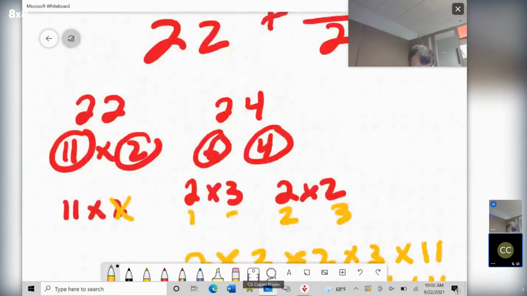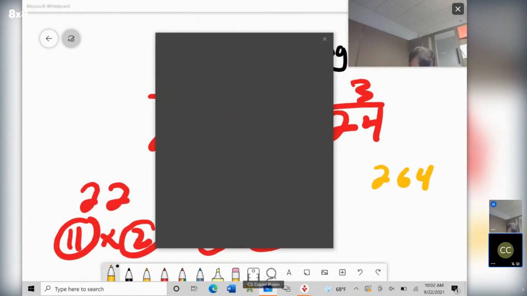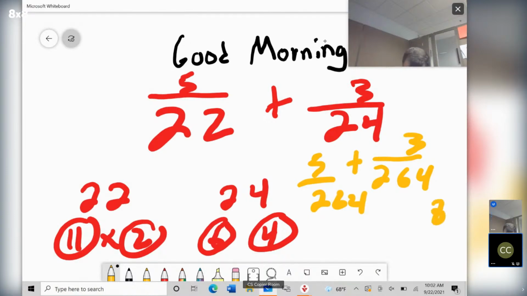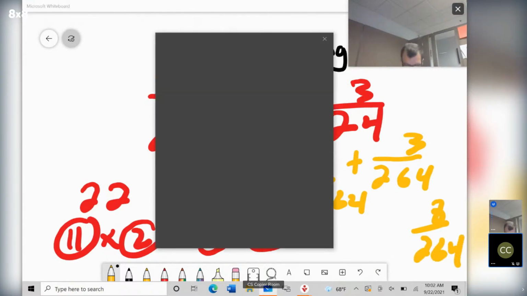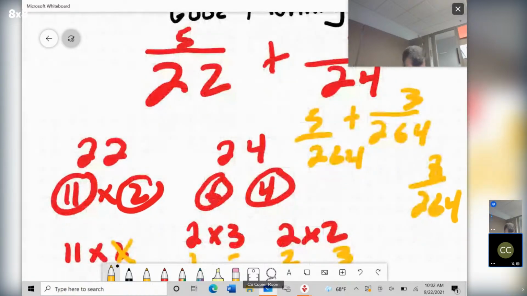So if we went back up here, we know both these are now going to be over 264. And 5 is going to be over 264. And then we'd add, and we get 8 over 264.